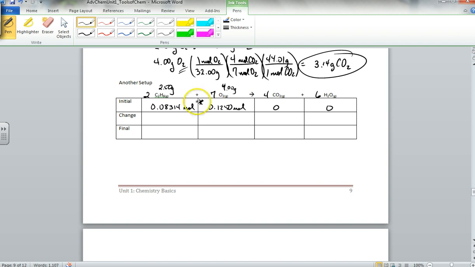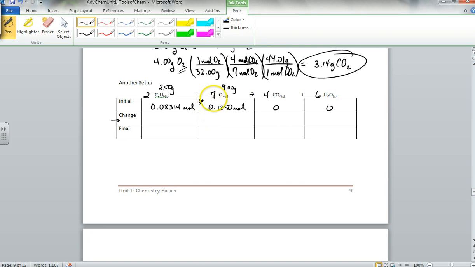Now, here's another little trick that I like to use with this setup, is to decide how much each of these is going to change by. As the reaction goes on, we are going to use up ethane, we're going to use up oxygen, we're going to produce carbon dioxide, and we're going to produce water. And each of these are going to change according to their coefficients. If something has a coefficient that's large, it's going to change its amount by a greater amount than something that has a coefficient that's smaller.